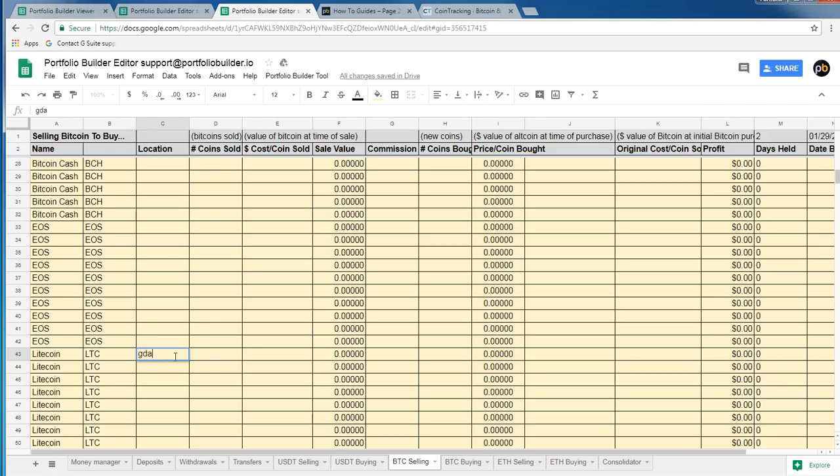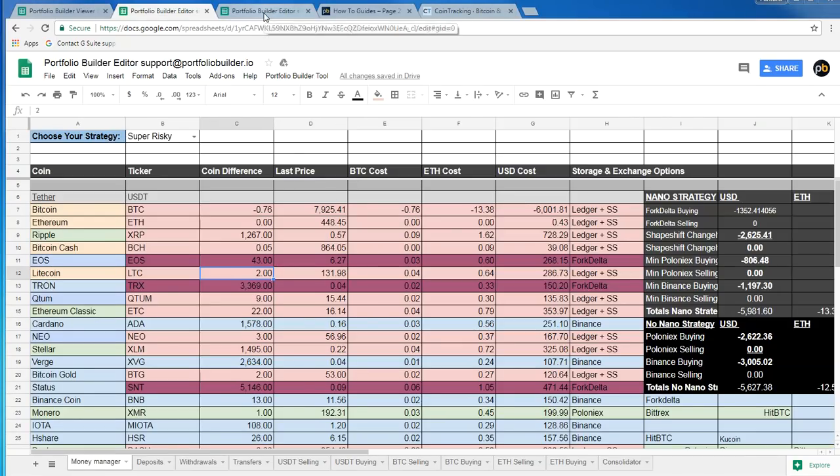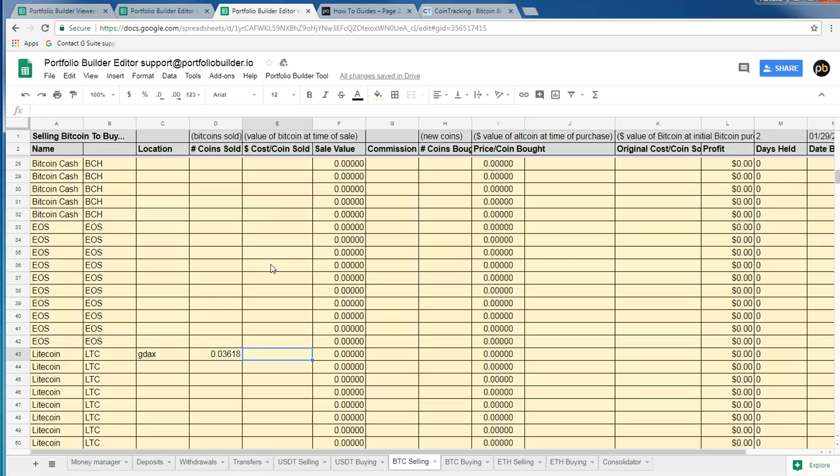So I can say this is at GDAX. Here's the number of Bitcoins sold. The current price is 7,925. And I purchased 2 Bitcoins. If we pay attention to our tutorials, we're going to get in for free on the commission side. And now we've filled that.